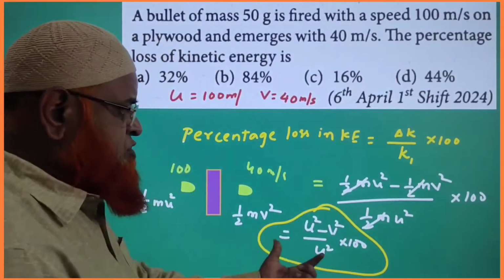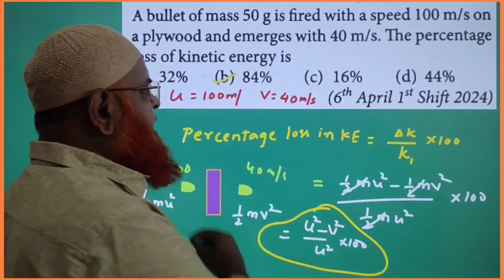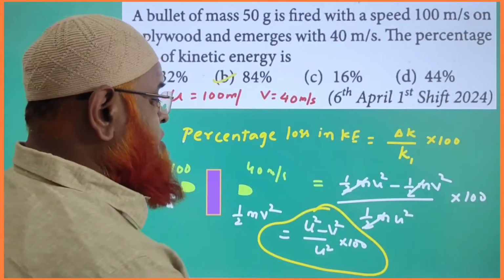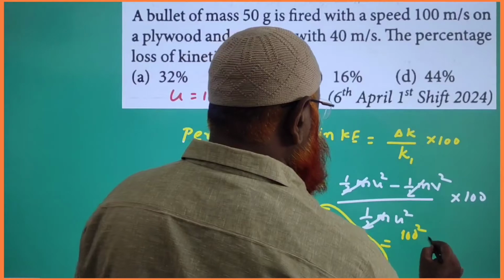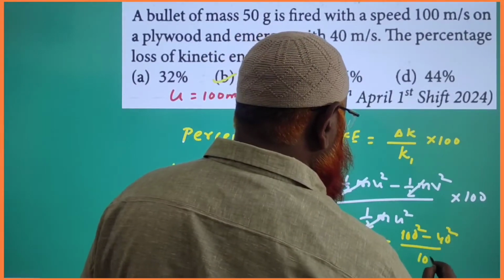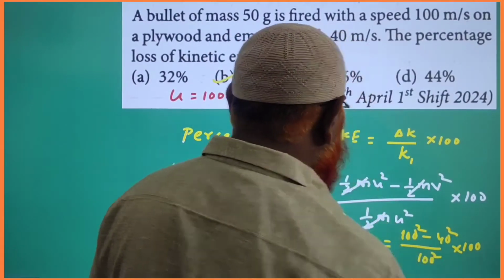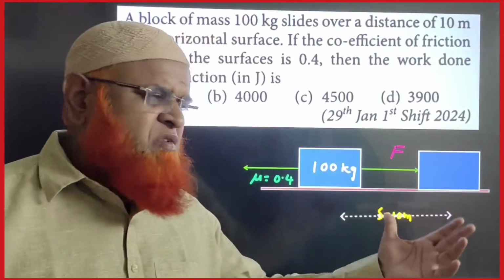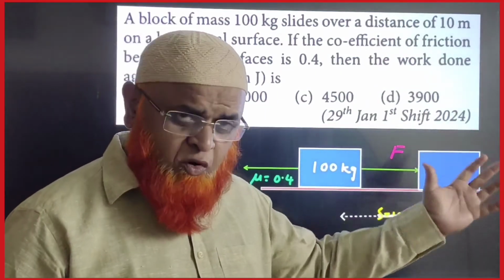That's it. If you substitute, how much will you get? Nearly 84%. Can you check it out here? Which is 100 square minus 40 square divided by 100 square times 100. That's it. My dear students, this is the latest previous year question asked in 2024.